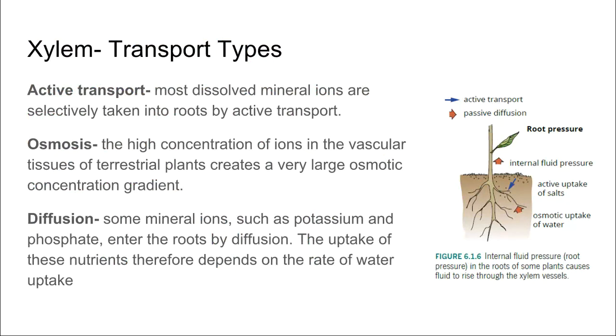The way in which water moves through the xylem can be in three main types. One is active transport, where most dissolved mineral ions are selectively taken into the roots. There is osmosis, where the high concentration of ions in the vascular tissues of plants creates a very large osmotic concentration gradient, which allows the water to enter the roots. And then we have diffusion, where some mineral ions, including potassium and phosphate, enter the roots by diffusion. Therefore, the uptake of these nutrients depends on the rate of water uptake.